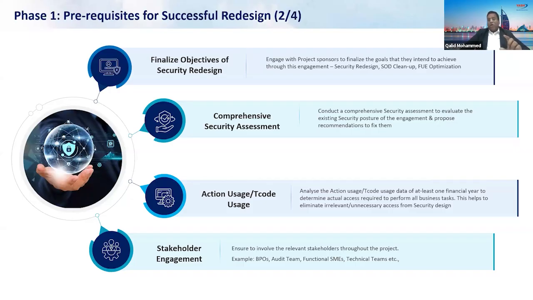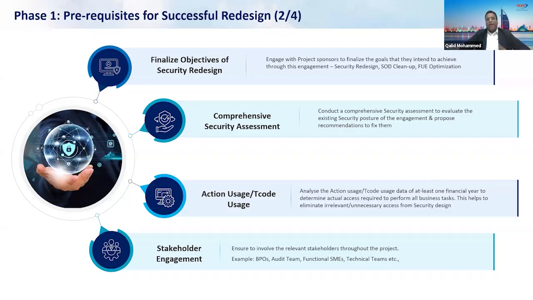And then the comprehensive security assessment and the action usage. These are the technical things. In the comprehensive security assessment, we have additional slides, and we're going to talk more on that. Basically, that security assessment gives us the current security posture of the ERP system. Once we understand the issues or gaps, we will be able to quantify the efforts required in order to fix them. So we will not end up over budgeting the efforts for the security design project, or under budgeting it. We'll see that more.